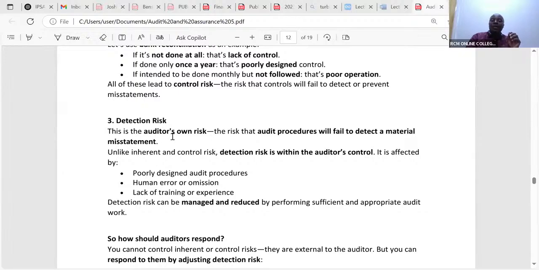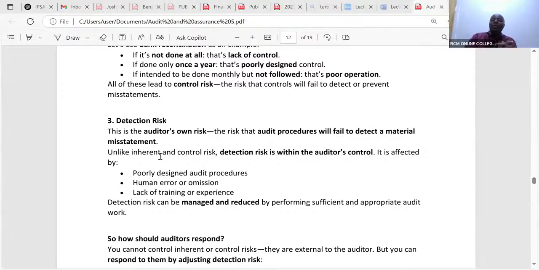As I put in all those procedures, ladies and gentlemen, trust me, there is a very big possibility that I still will not be able to catch everything. There will be things that I will miss. There are some misstatements that I will not detect. And that is what we are calling, ladies and gentlemen, the detection risk. This is the auditor's own risk, the risk that audit procedures will fail to detect a material misstatement.